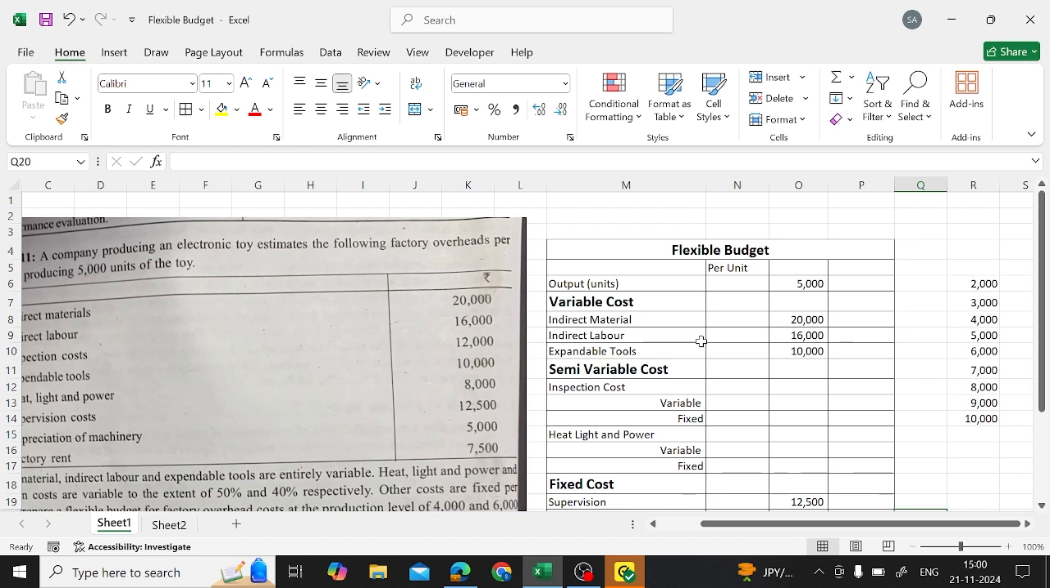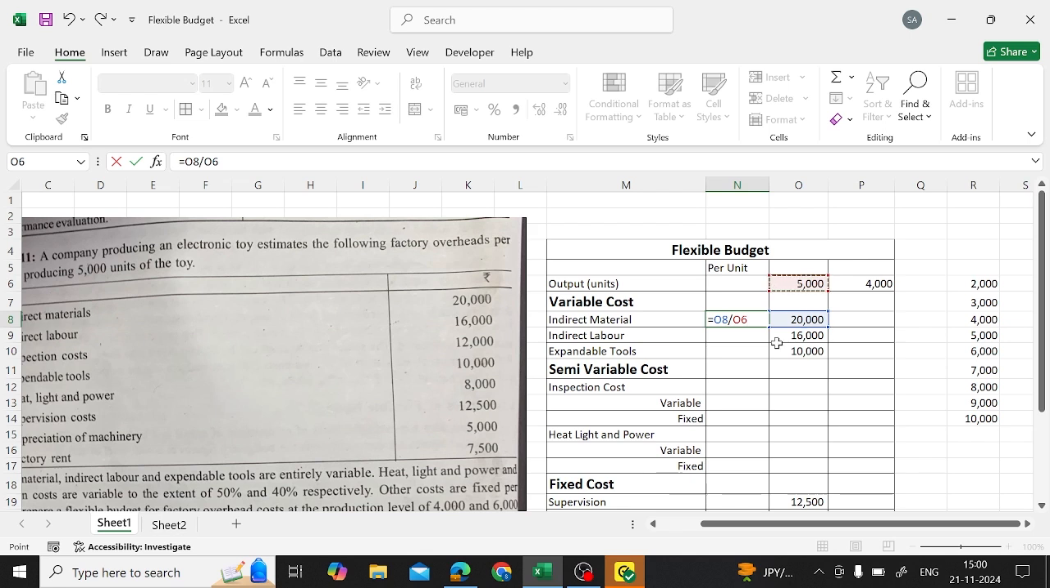Now we have been given the total cost at the 5,000 units of toys. So this is the total. 20,000 material is required for 5,000 units of toys and so on. So here what we have to do is, because we have to make a flexible budget where we can find out the cost of producing 4,000 and 6,000 toys. So first we have to estimate the per unit cost in case of the variable cost. So how we will do that? We know that 20,000 cost is for producing the 5,000 toys. So we can find out the per unit cost by dividing this cell by this cell.